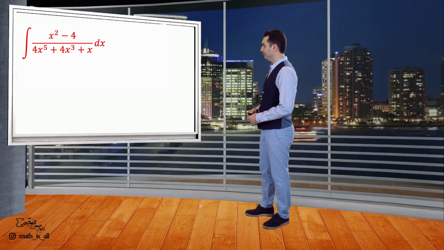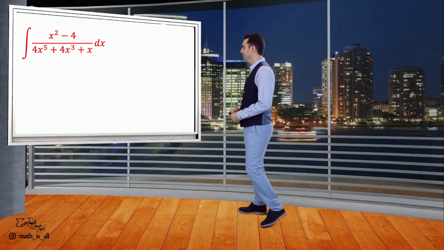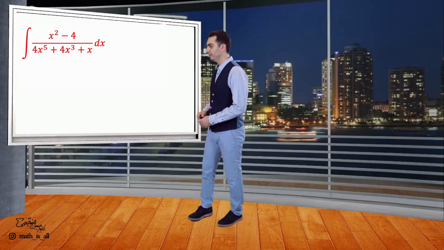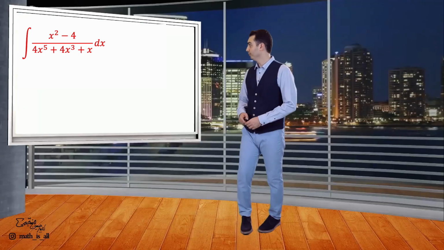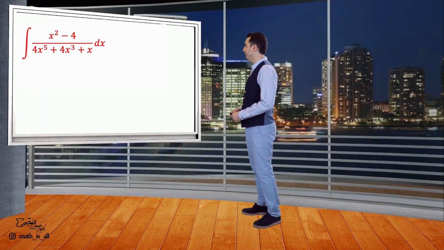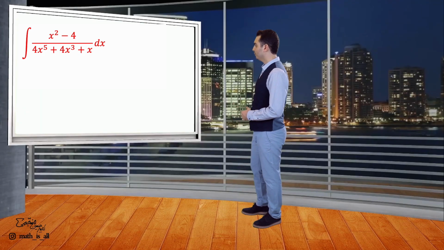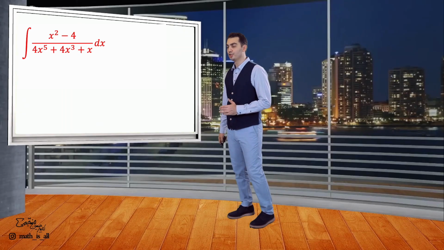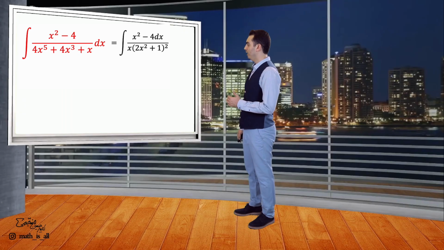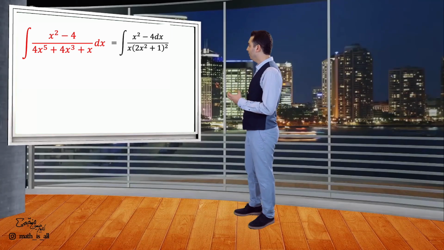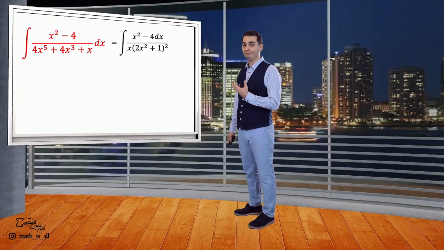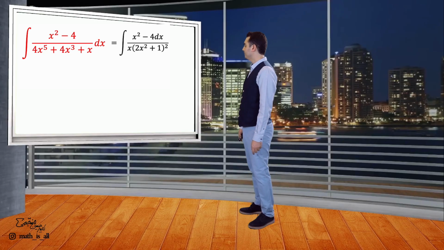We are looking at the integral of x squared minus 4, all divided by a 5th degree polynomial term in the denominator. The very first and most crucial step we need to undertake is to factorize this entire algebraic expression. If we extract an x as a common factor from the denominator, what will then remain is a 4th degree polynomial. If we look closely, the remaining expression is a perfect square. It becomes 2x squared plus 1 all squared, all right?